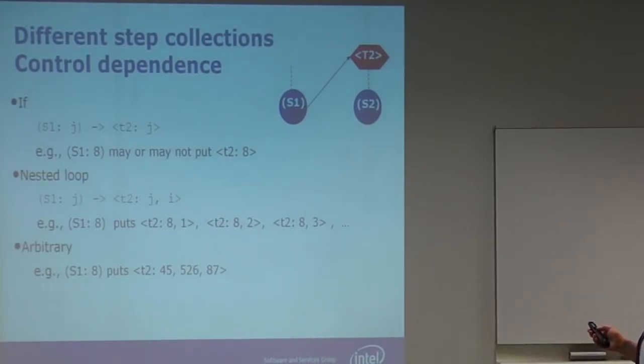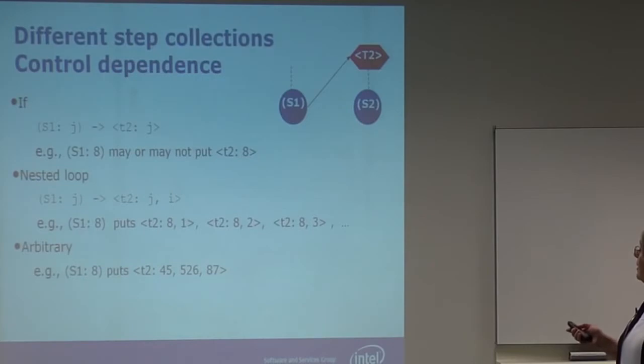So this one is the relationship where there's 2 different steps and there's a controller-controllee relation between them. So what might that be? It might correspond to what you think of as an if statement. So S1 of J is producing, maybe or maybe not producing T2 of J. So if it executes, it will have access to exactly the same control information.